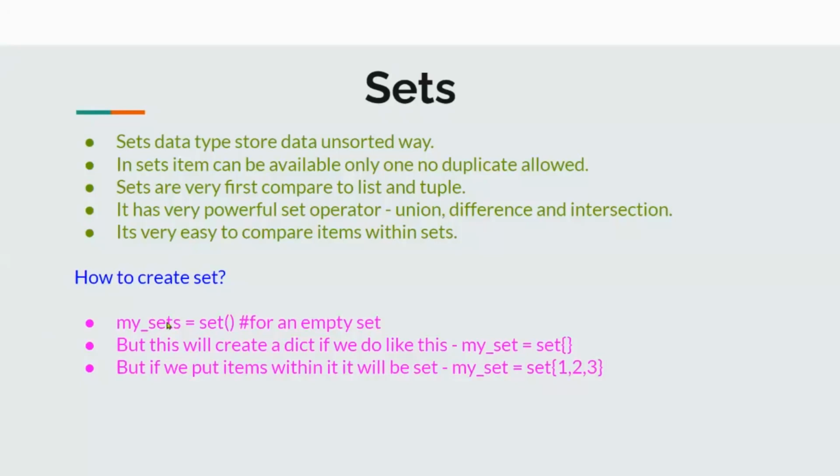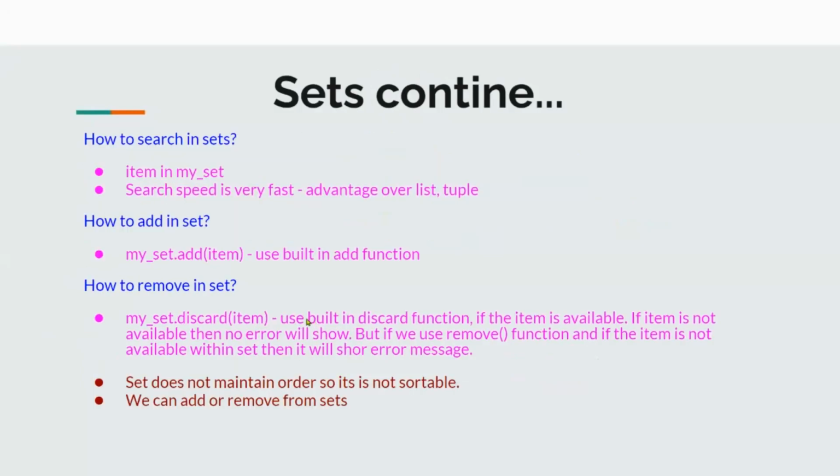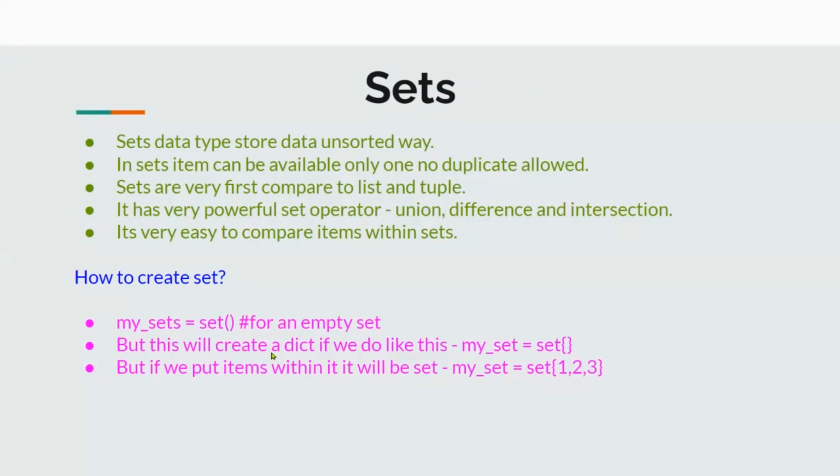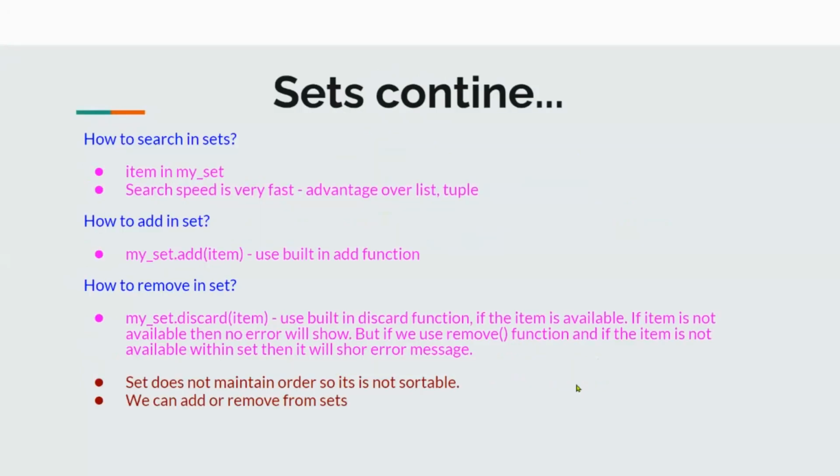This is how you create the set. Name of the variable equal to set() for the empty set. And this is a very tricky part: if you create the set like this, my_set equal to curly braces, this will be created as a dictionary. There will be no set. For the empty set, it has to be the parentheses, like this. But if you use the curly braces, the Python interpreter will consider it a dictionary. But if you put items inside it, it will be a set. This is a very tricky part, so make sure you remember this.